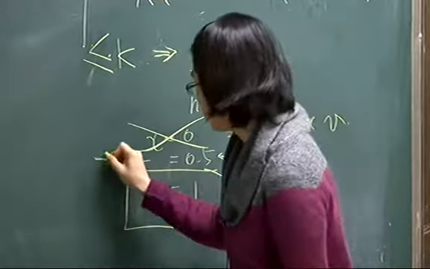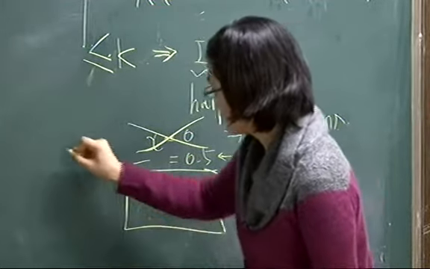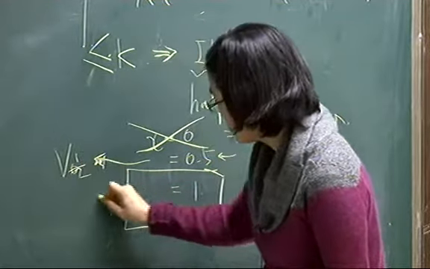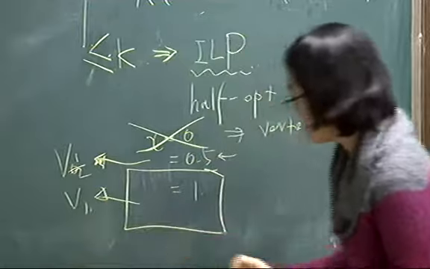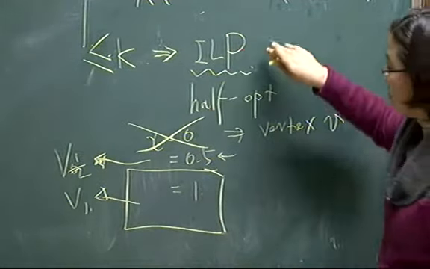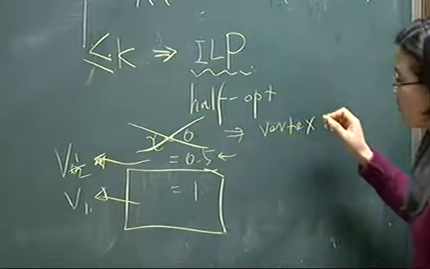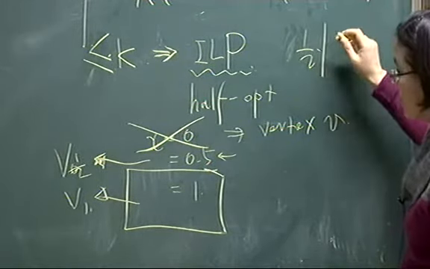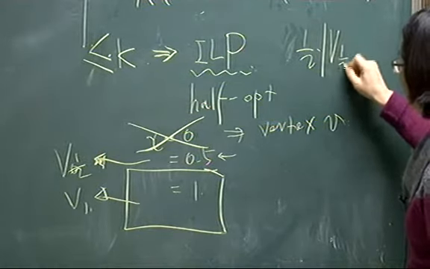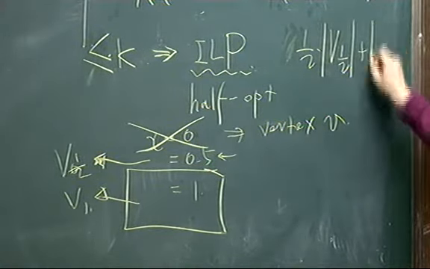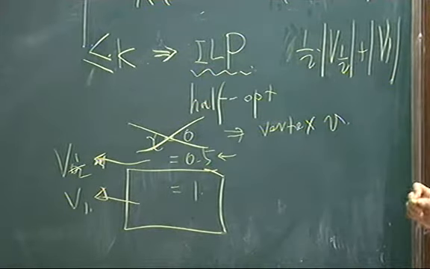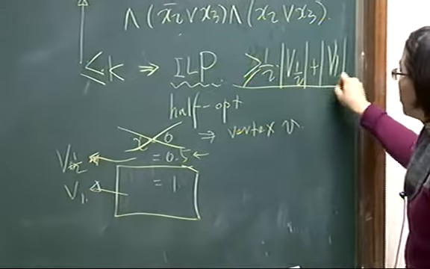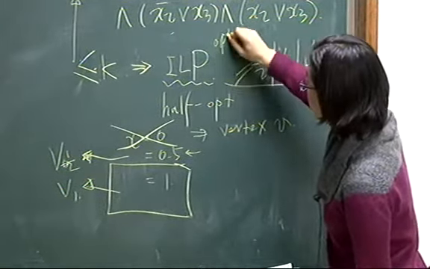So let's say this set is V half, and this set is V1. Then the objective value of the linear programming is half times the cardinality of V half, plus V1, right? Since it's a minimum, this value is a lower bound of the optimal vertex cover.